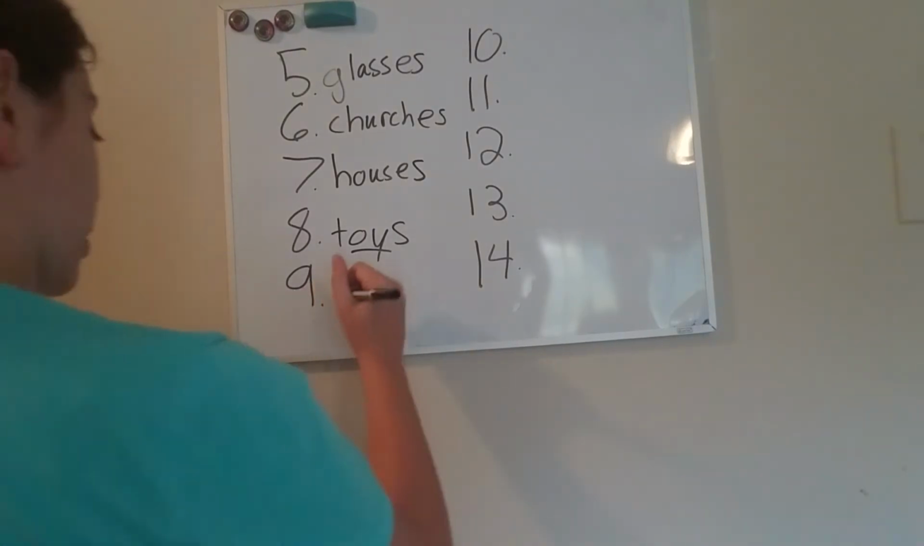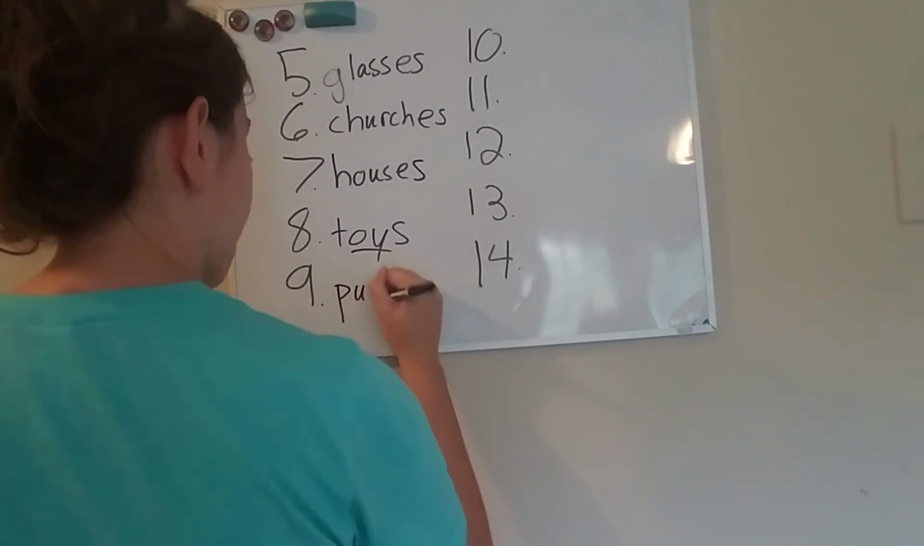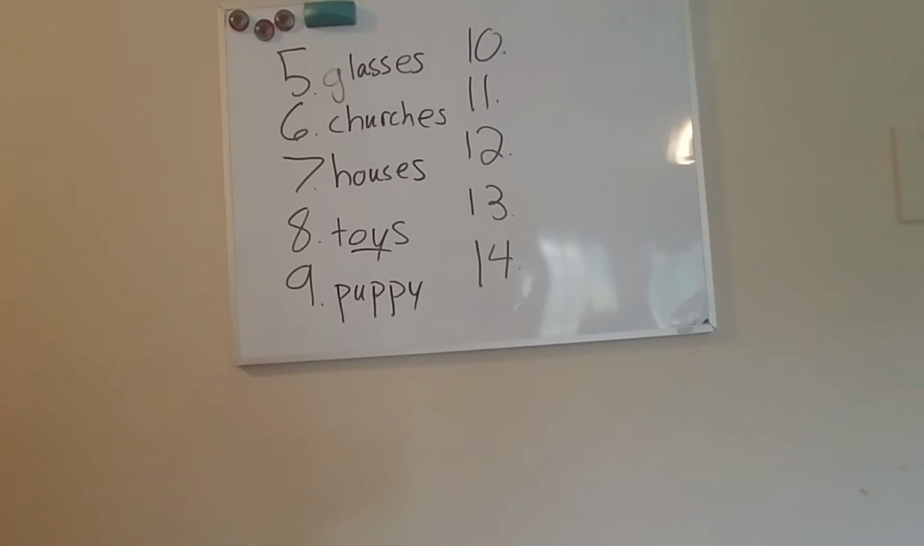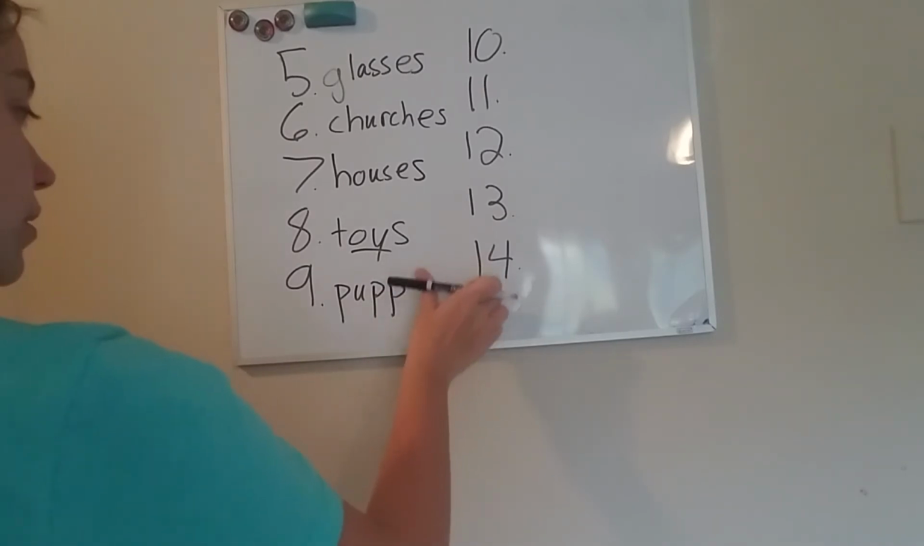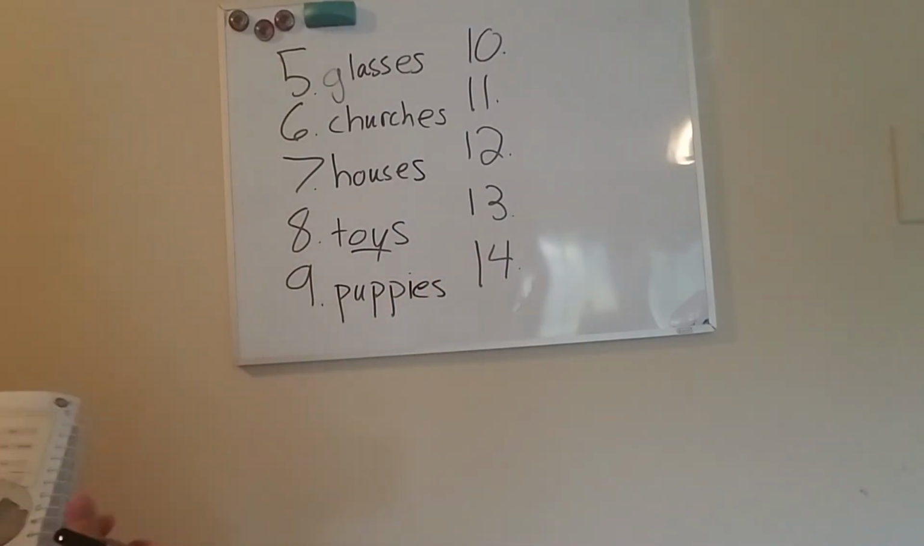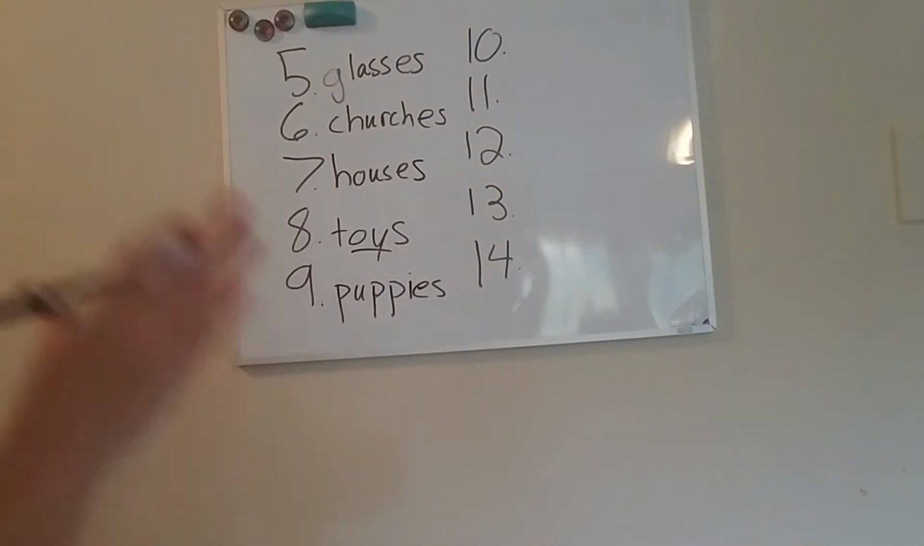Now look at the word puppy. This one also ends in a Y, but it has a consonant, which means I have to change my Y to an I and add ES. Remember, if it's going too fast or you need to catch up, pause the video and catch back up.